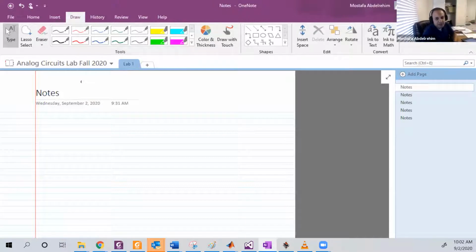a real lab. So we're gonna use just a simulator, okay? We're gonna simulate any circuits that we're gonna implement in the real world in the lab on any simulators that enable us to do so. And one of these simulators is Multisim, okay?